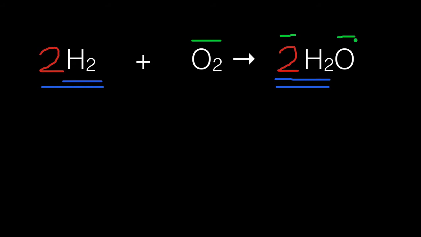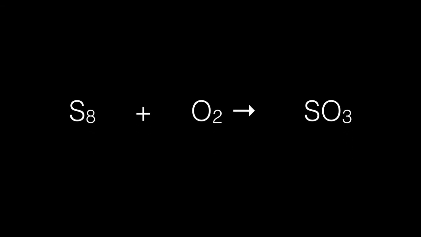So that's good. And here's another one. In this equation, I've got sulfur, and that's joining with oxygen gas to form sulfur trioxide. So again, this is an unbalanced chemical equation. Obviously, 8 sulfurs here and only 1 sulfur here, so it's quite unbalanced.